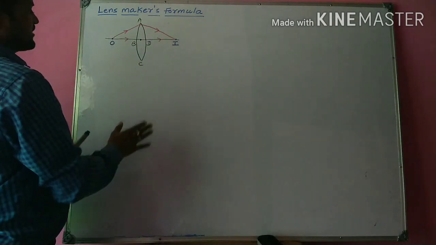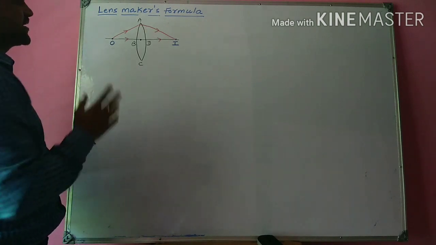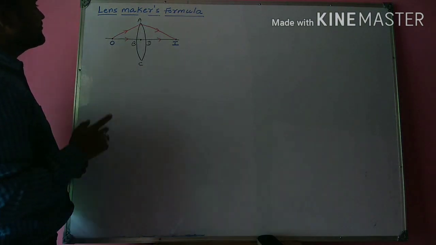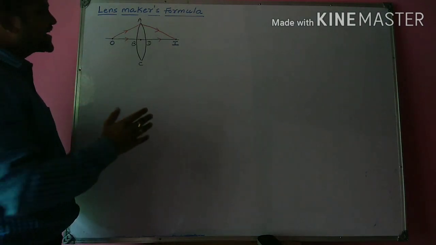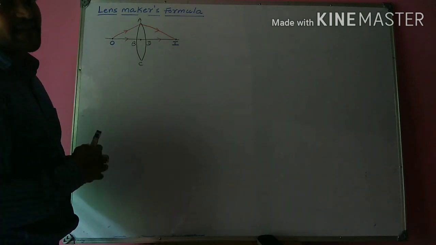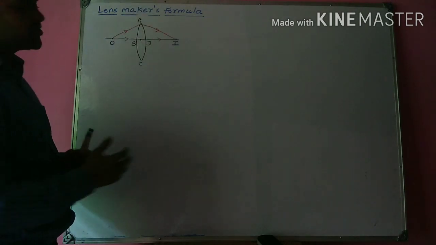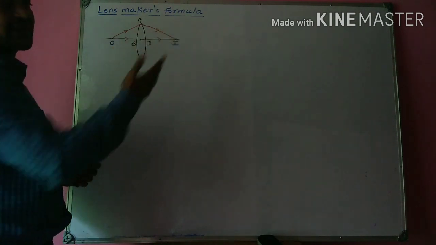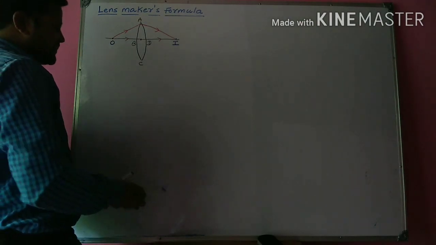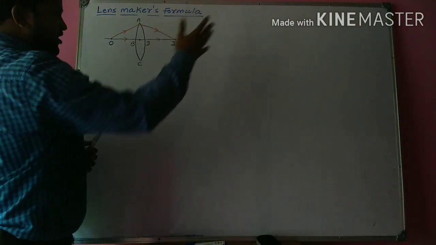Actually, this image formation process takes place in two steps. What are the two steps? In the first step, the refraction takes place at the ABC surface. And in the second step, the refraction takes place at the ADC surface. So let us discuss the two steps separately. Now let us draw the ABC surface and the ADC surface and discuss what happens.